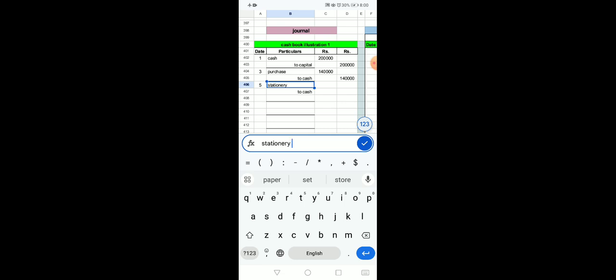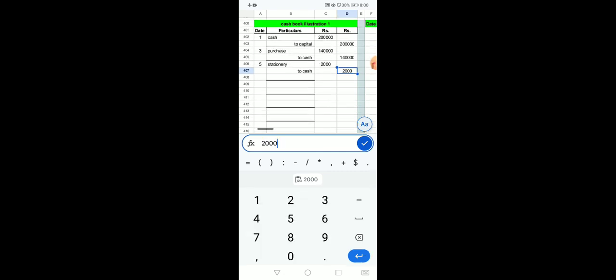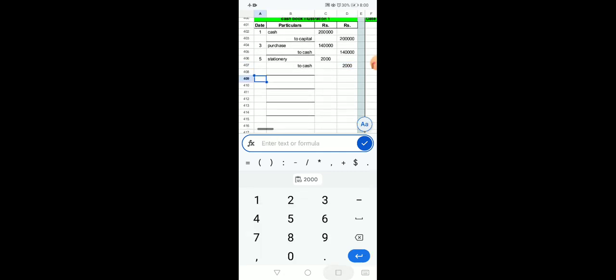If stationery is unused, it is an asset. If you are using stationery, that would be an expense. In both ways, stationery would be written on the debit side. It was the number 5 entry. Let's see what its amount is. That is 2000. So you will mention 2000 on the debit side, and the same amount would be written on the credit side. In this way, entry 5 is completed.